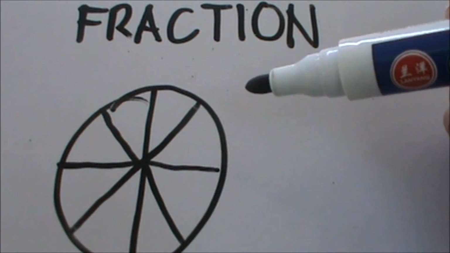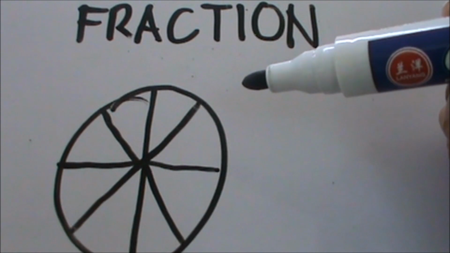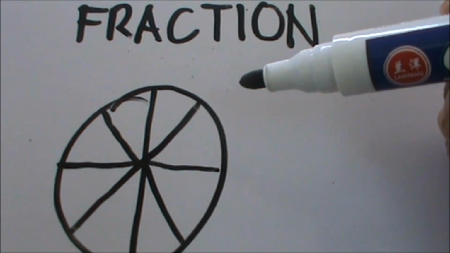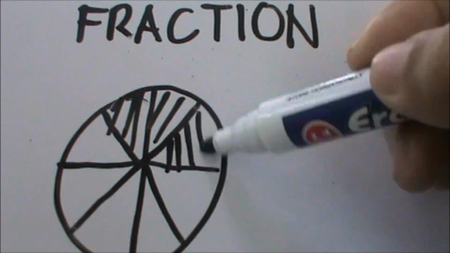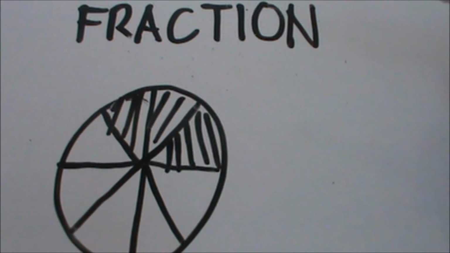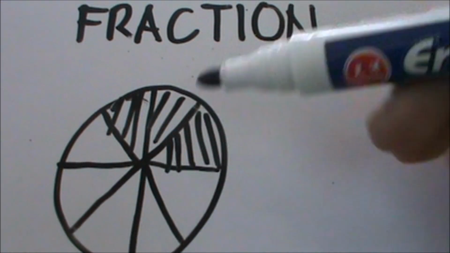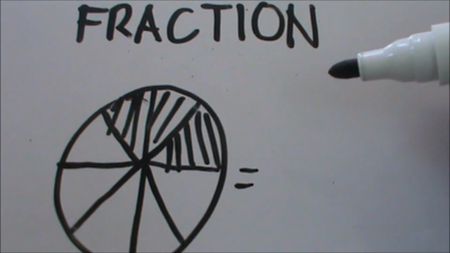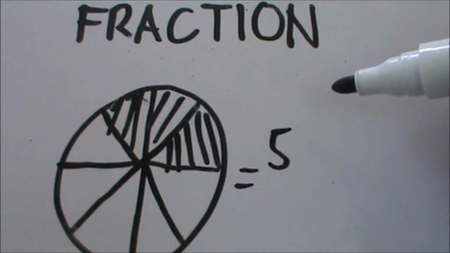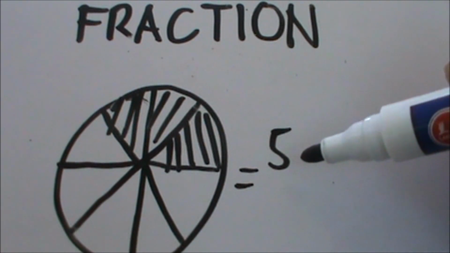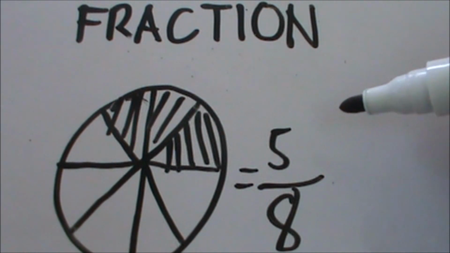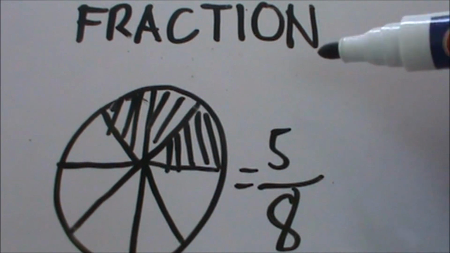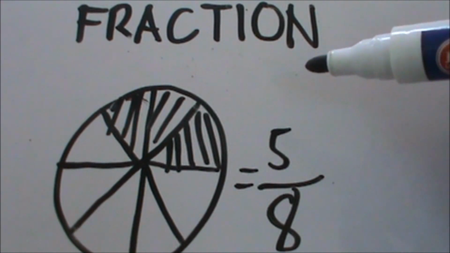And you, being the youngest child, want to eat 3 parts of the pizza. And how many will be left of the pizza? Okay, so there will be 5 parts left out of the 8 parts of the pizza. And 5/8 is a fraction.